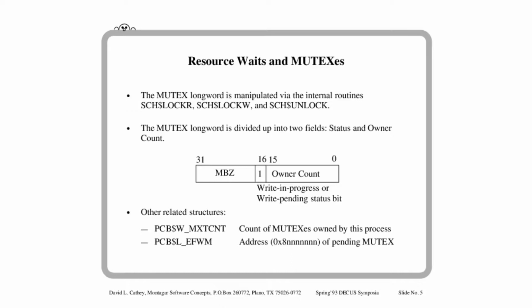If you're in a MUTEX state, this field is also used to keep track of the address of the MUTEX you're waiting on. If you do a show process in SDA, you'll typically see an 8-digit number inside that field if you're at a MUTEX. If you're not at a MUTEX, maybe a resource wait, in which case that would be another value, and we'll go into that later.